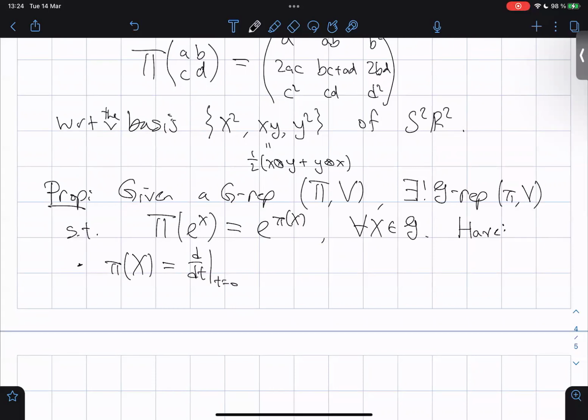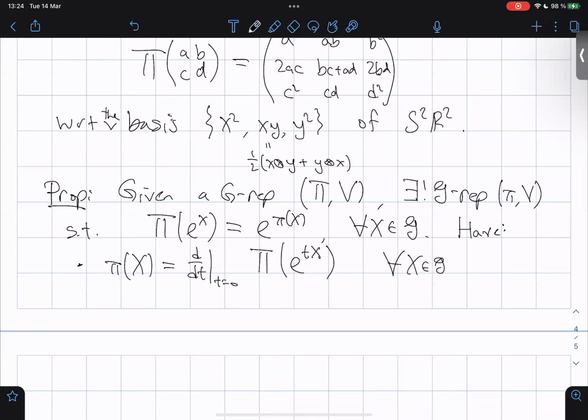You obtain that by differentiating at the identity the curve in the group determined by these exponentials. Okay, so e to the tx, right? This is a curve in the group that passes through the origin at time t equals 0. I apply pi to this, so this is now a curve in capital GL of V, and then I want to differentiate that. So this is going to land in little gl of V. It's an endomorphism.